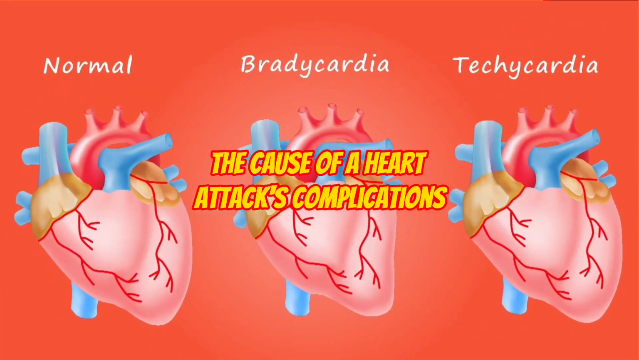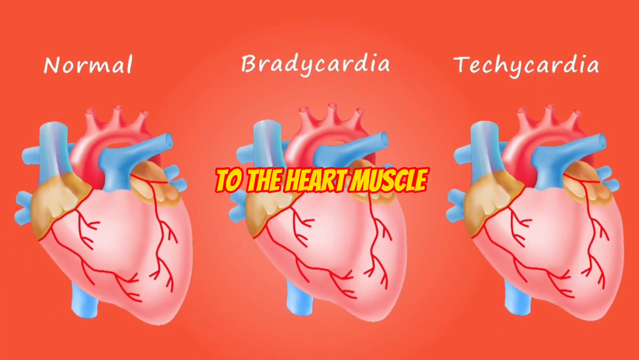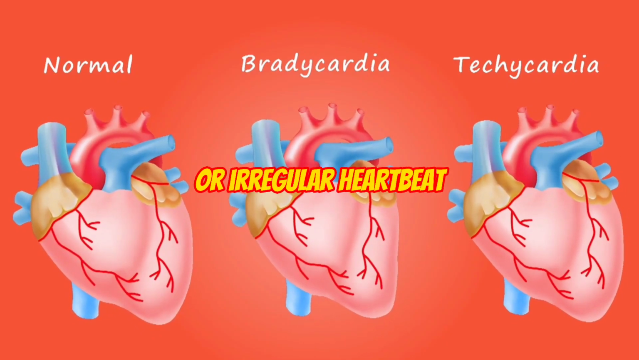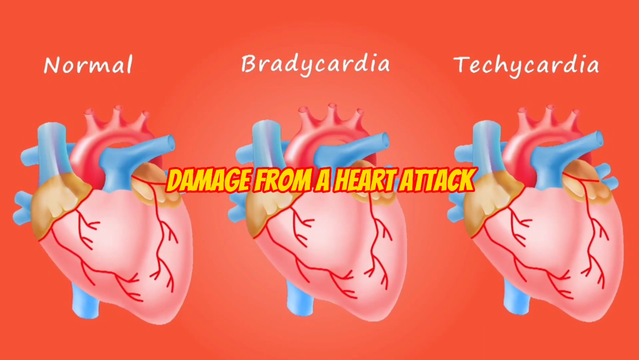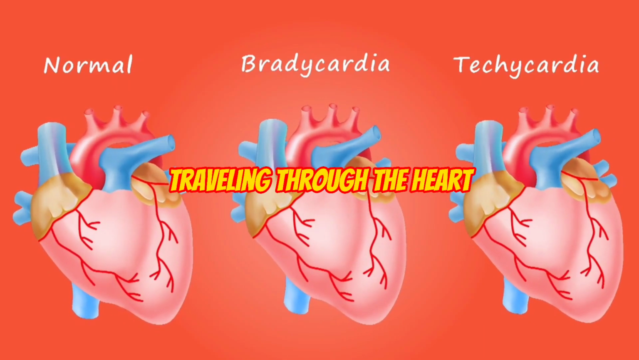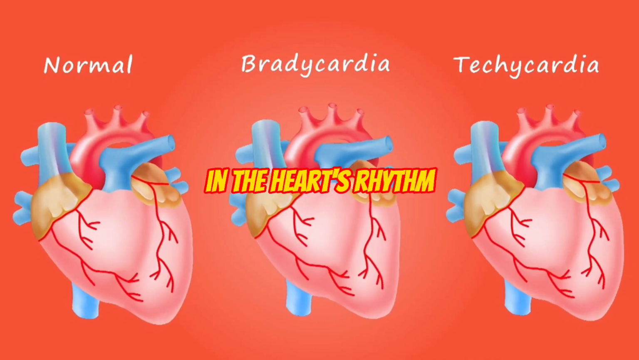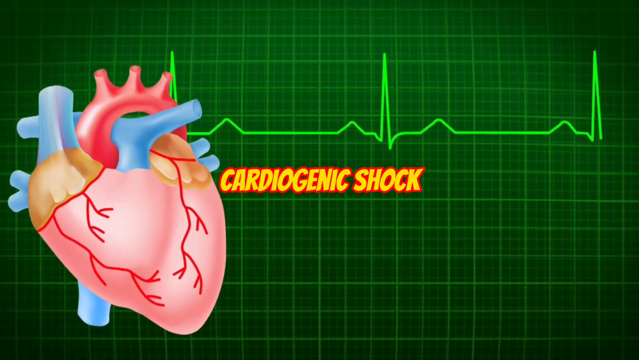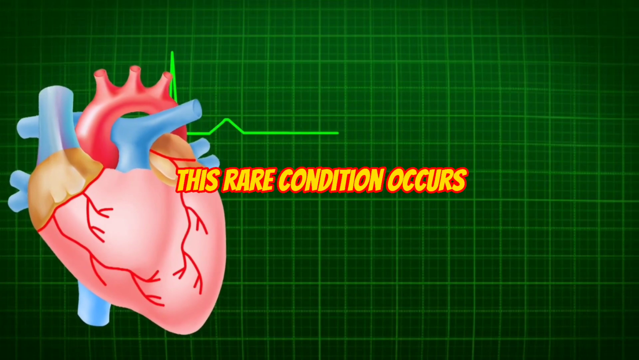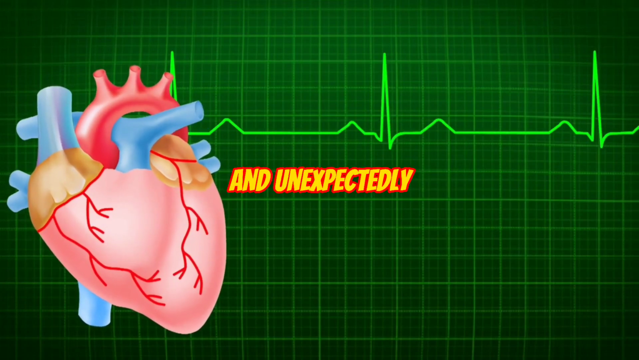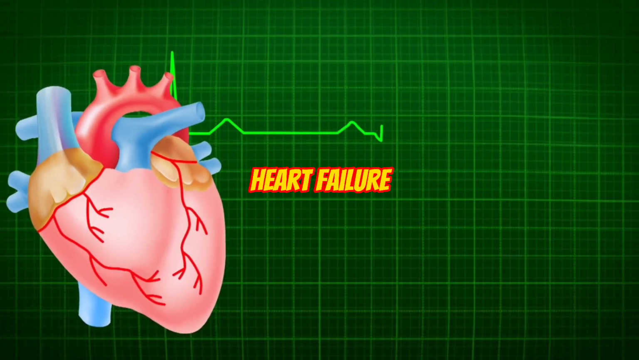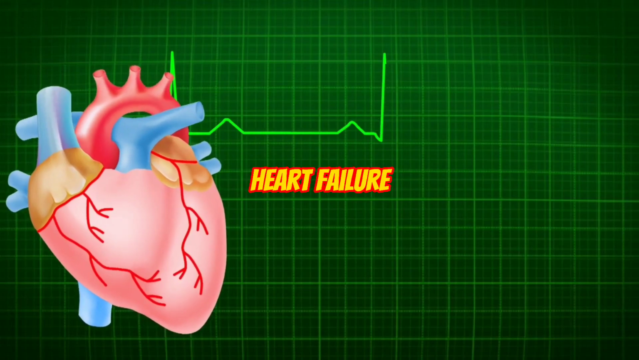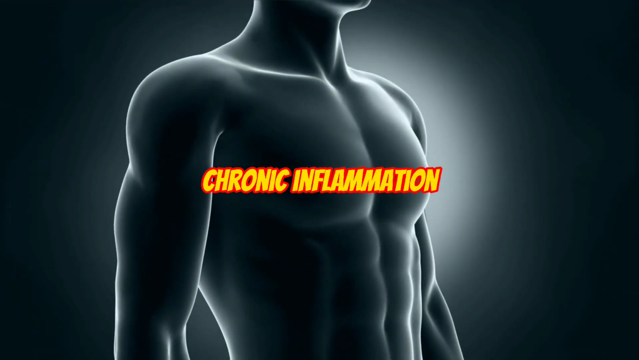Complications. The cause of a heart attack's complications is often damage to the heart muscle. Possible complications of a heart attack include arrhythmia, or irregular heartbeat. Damage from a heart attack can affect the electrical signals traveling through the heart, causing changes in the heart's rhythm. Some of these changes can be serious, and others can be fatal. Cardiogenic shock. This rare condition occurs when the heart suddenly and unexpectedly fails to pump blood. Heart failure. Damage to heart muscle tissue may cause the heart to be unable to pump blood. Heart failure can be temporary or persistent, chronic.